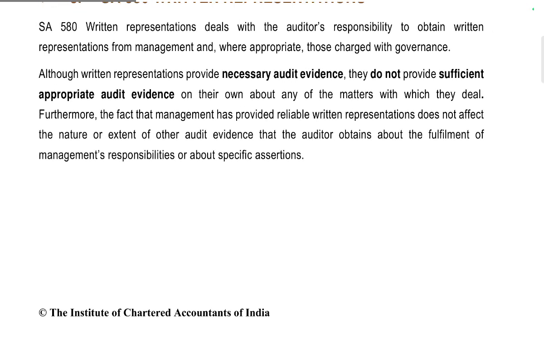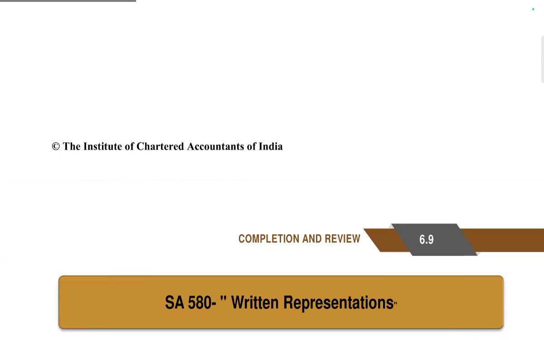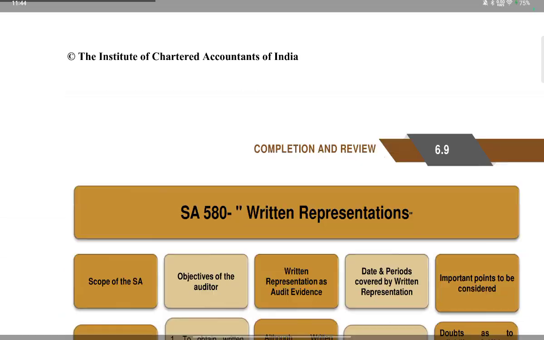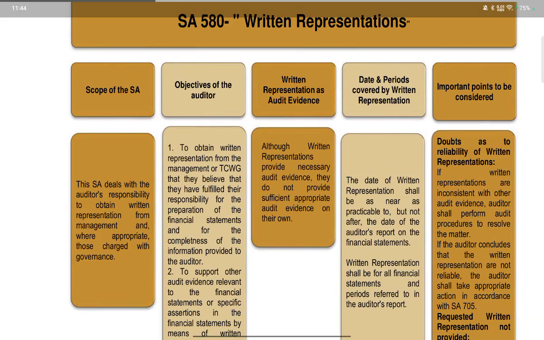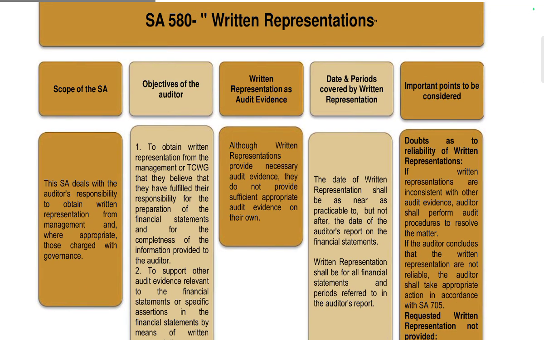Further, the fact that management provided written representation does not affect the nature and extent of other audit evidence obtained from the fulfillment of management's responsibilities and specific assertions. Written representation: scope of the audit.